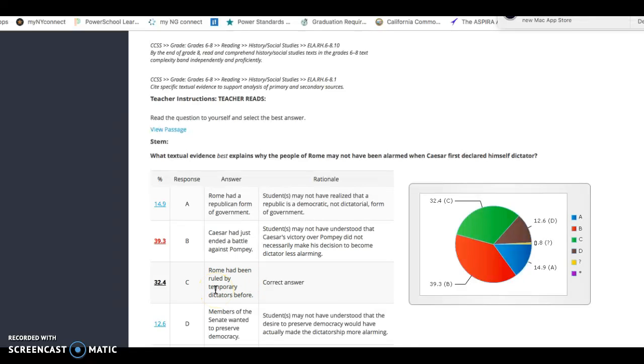But if you read the detail in the text, look at option C. Rome had been ruled by temporary dictators before. So if the students picked up on that note, then they would know that the reason they were not alarmed that Caesar first declared himself dictator is because that was a common practice.